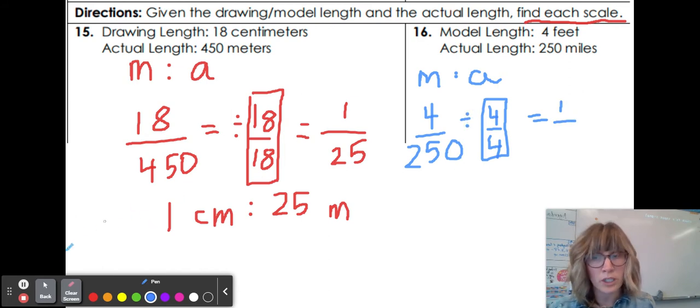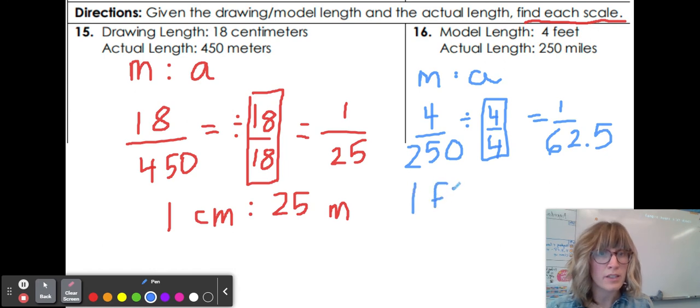So 250 divided by 4, use a calculator if you want, is 62.5. So we have 1 foot is equivalent in our model to 62.5 miles in the actual.